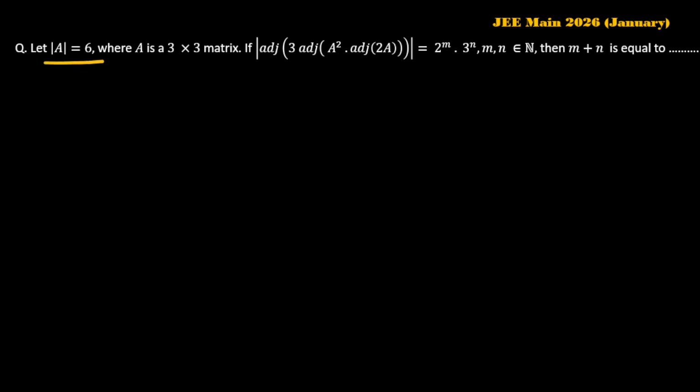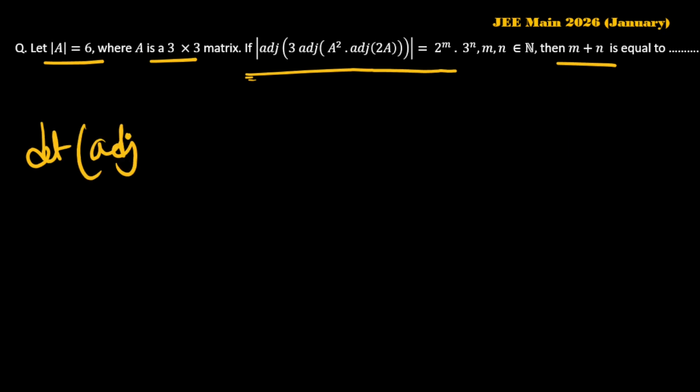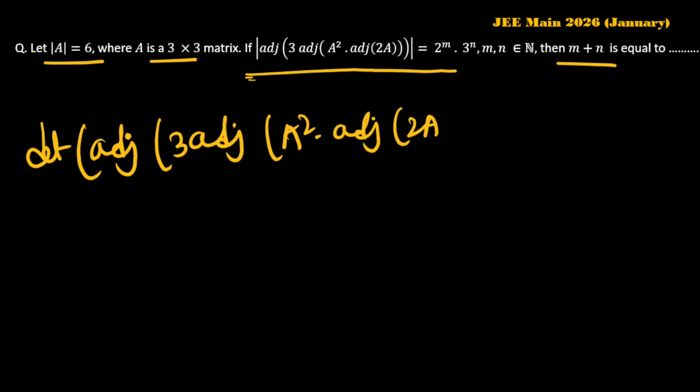In the question, it is given that the determinant of A is equal to 6 and A is a 3 by 3 matrix. With this condition given, we are asked the value of M plus N. So first write this expression, that is, the determinant of adjoint of 3 adjoint of A square into adjoint of 2A. This type of question is very easy, but it is calculative, so we will focus on the calculation. If you make a mistake in this calculation, you will get the wrong answer.